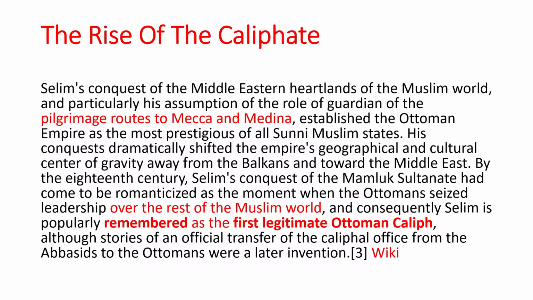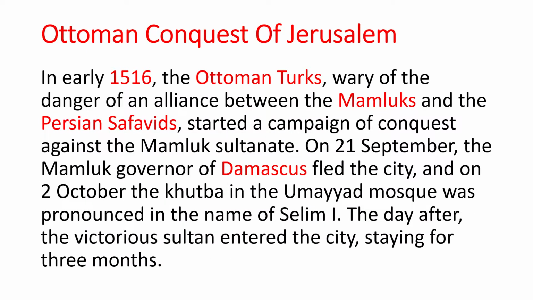And so this is via Wiki again. In early 1516, the Ottoman Turks, wary of danger with an alliance between the Mamluks and the Persians. Remember, the Persians are more like the Shiites, so there's the Sunnis and the Shiites. So the Persians are more like the Shiites at that point in time. I can't tell you in an assured way that there were Shiites at that point in time, but I would say that they were different.